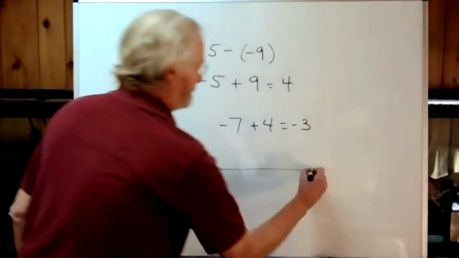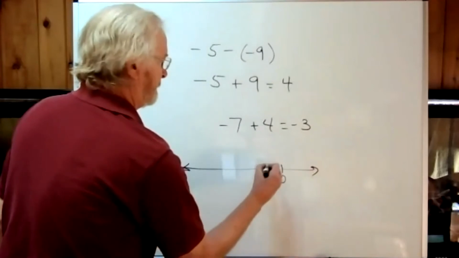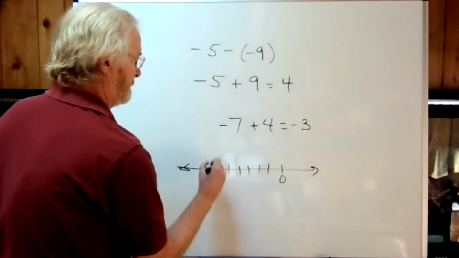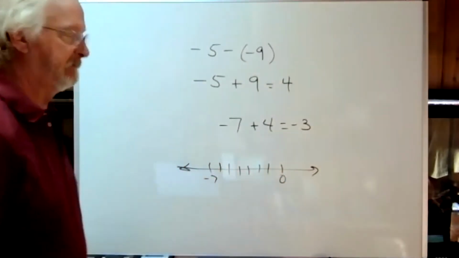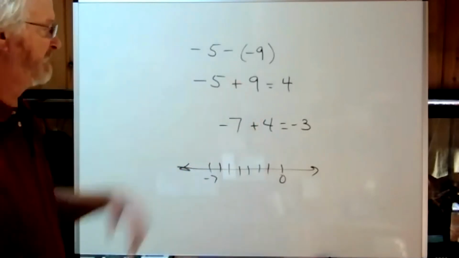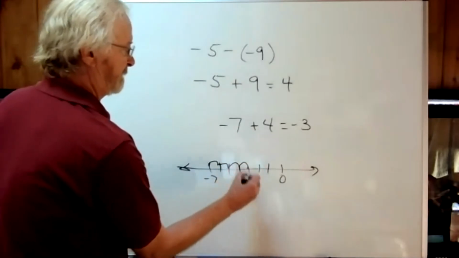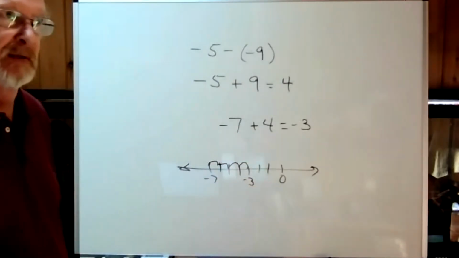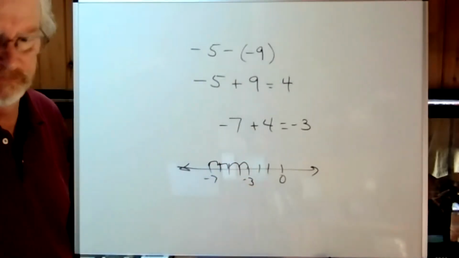And here again, a number line can help you. If you know you started at negative 7 and I'm adding 4 in the positive direction, 1, 2, 3, 4, oh, I got to negative 3. It kind of graphically works that way.